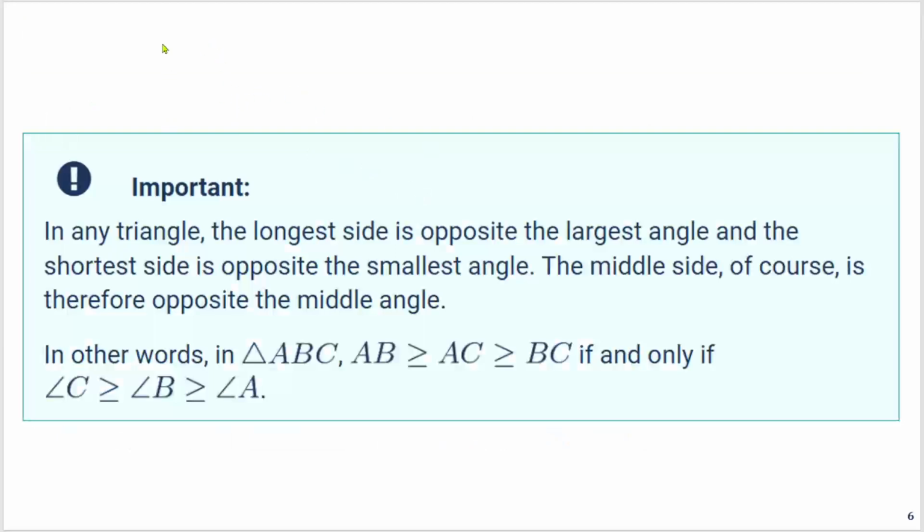And then in summary, we can summarize the above statement like this. In any triangle, the longest side is opposite the largest angle, and the shortest side is opposite the smallest angle. The middle side, of course, is therefore opposite the middle angle, right? In other words, in a triangle ABC, AB is longer than or equal to AC, which is longer than or equal to BC, if and only if angle C is larger than or equal to angle B, which is larger than or equal to angle A. Did you get it?